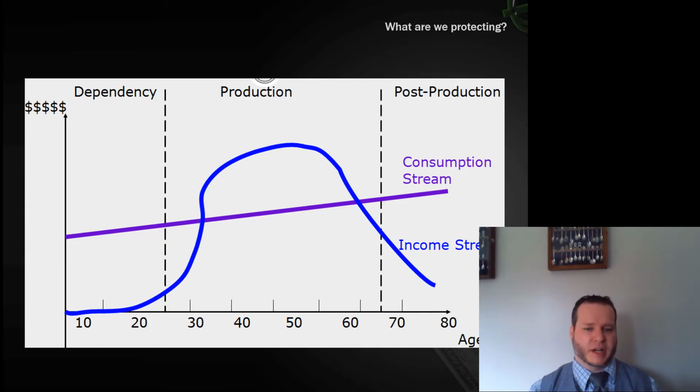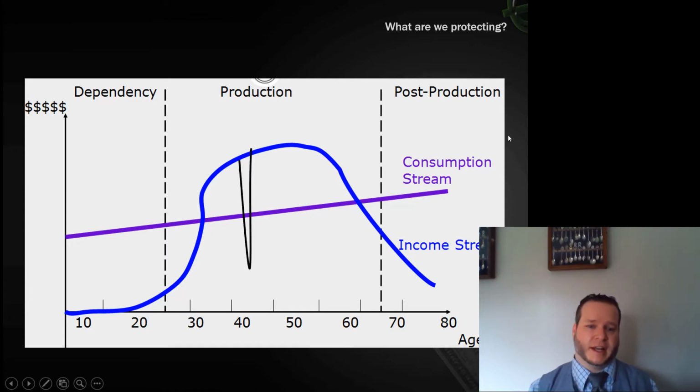So what are we really trying to protect? What we're really trying to do is make sure that we can maintain our consistent consumption stream, right? We're maintaining a consistent standard of living. That's what we're trying to do, just like we've been trying to do in every unit. That's why we borrow. That's why we invest, so we can maintain a consistent standard of living. And risk management is exactly the same. We're trying to maintain that consistent standard of living.